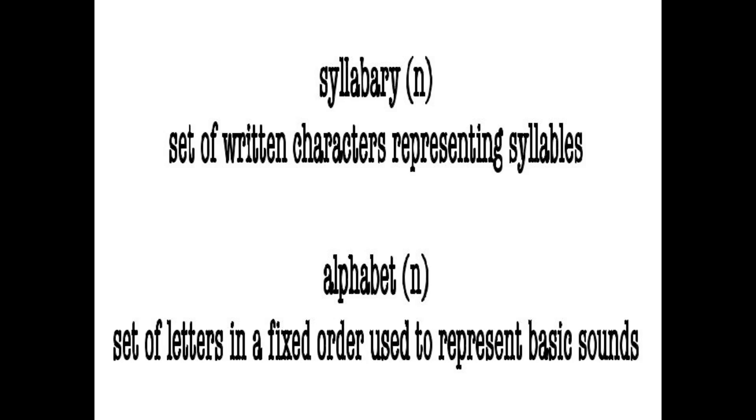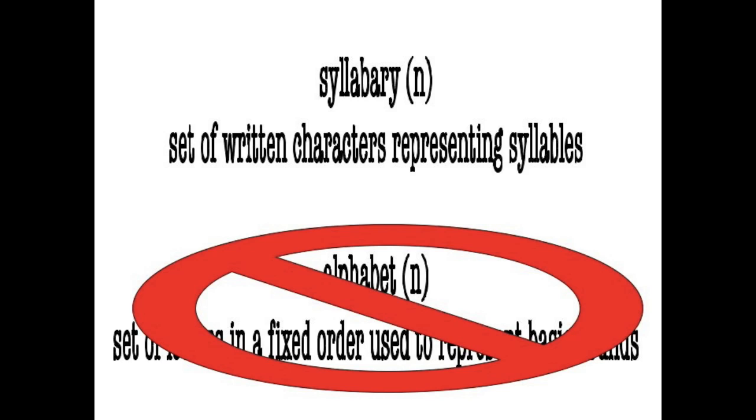That's not an alphabet. An alphabet is a set of letters in a fixed order used to represent basic sounds, which can change. Basic sounds can change. In a syllabary, the sounds are almost always exactly the same. So, if someone told you that the kana are the Japanese alphabet, somebody lied. Sorry, it's a syllabary. That's totally different.